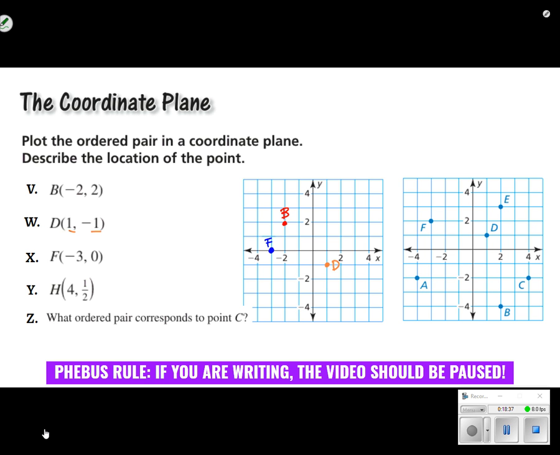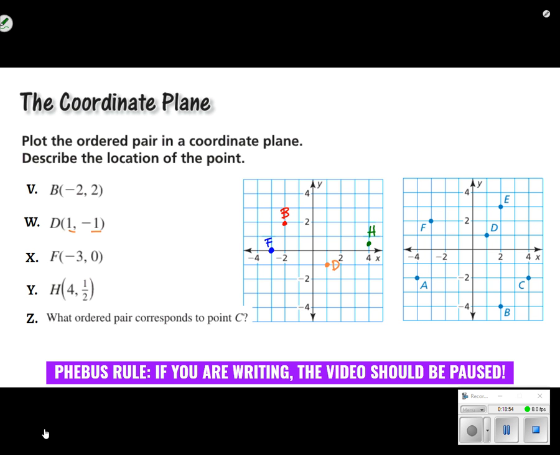And then sometimes we have to estimate. So that's where H comes in. We're going to have to figure out where a half is going to be going up a half. But we have to go right 4 first. So start at 0, 0, go right 4, go up a half, and you're right about there. We'll label that H.